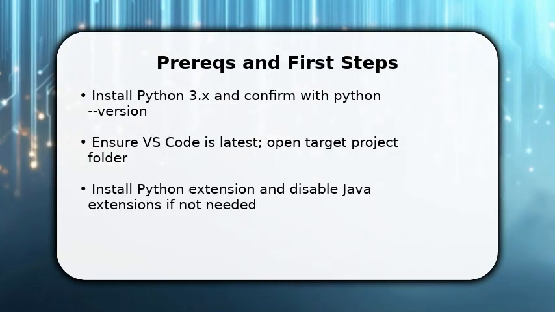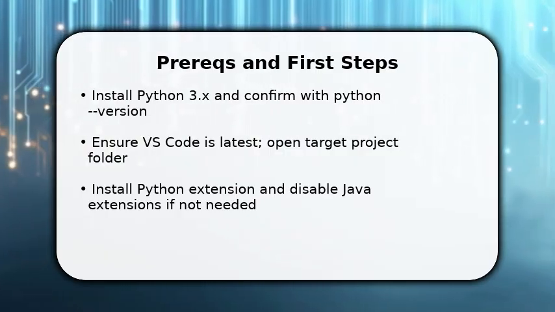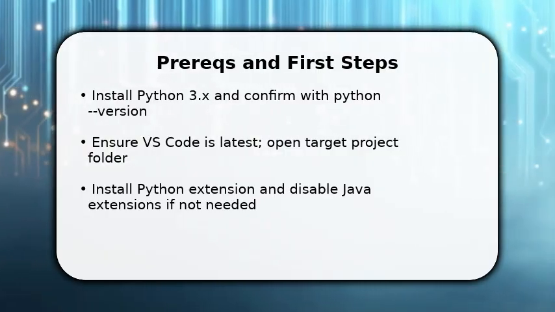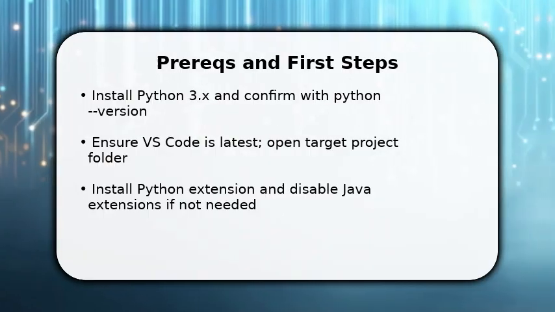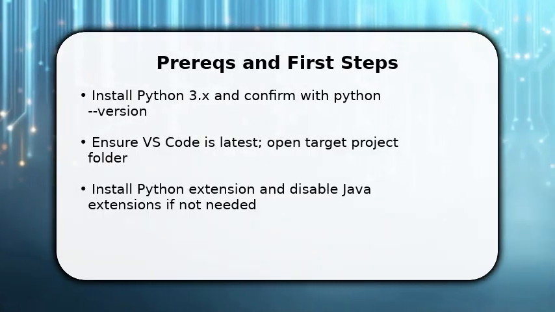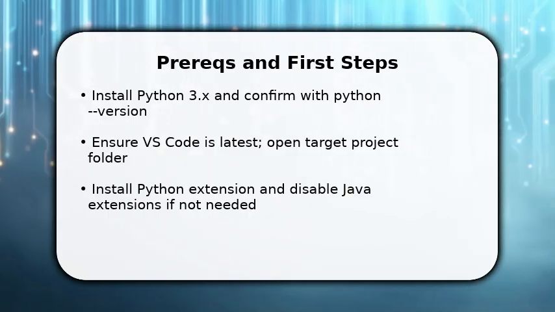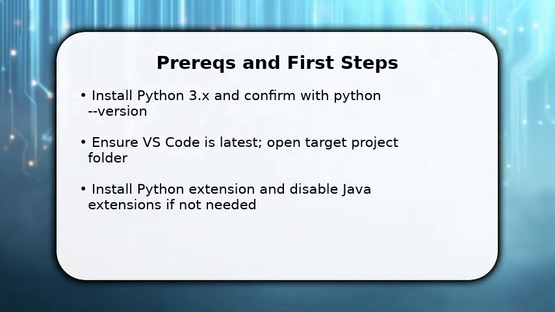You start by preparing the project. Install Python 3.x and verify the Python version so the interpreter is available. Once done, open VS Code in the folder you want to convert and make sure the Python extension is installed.